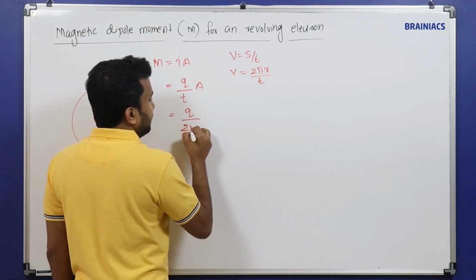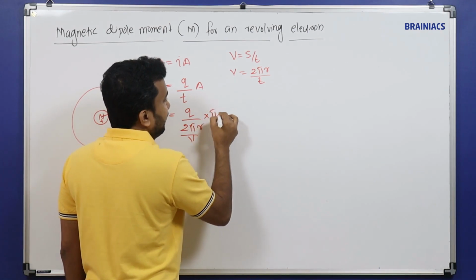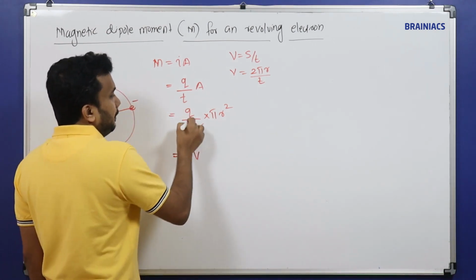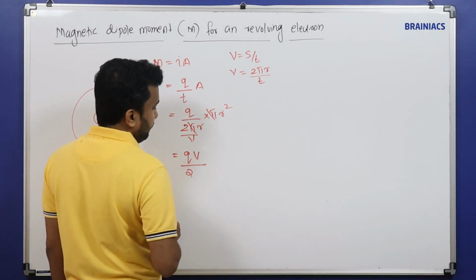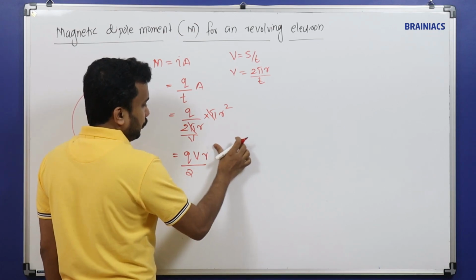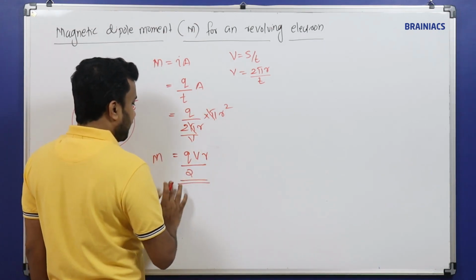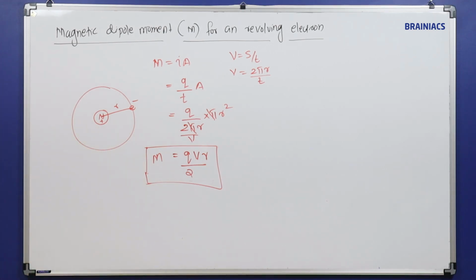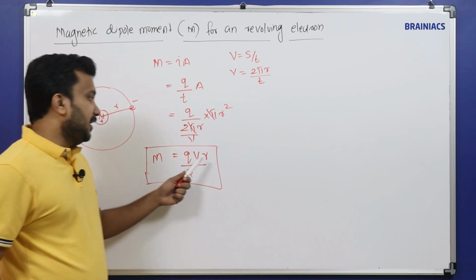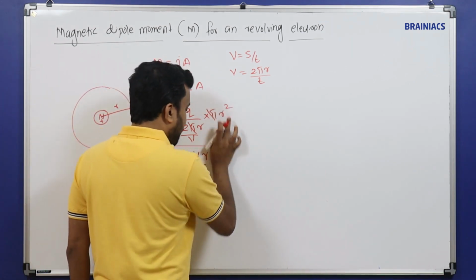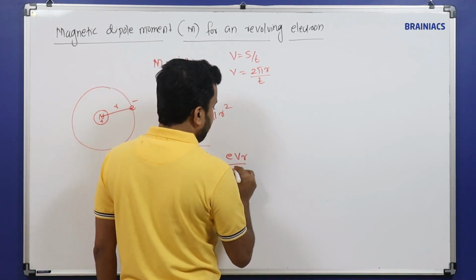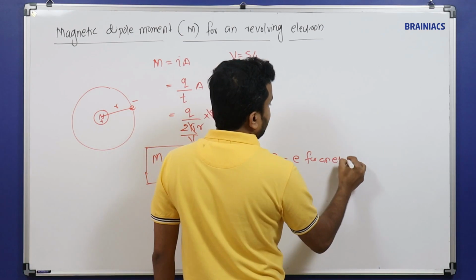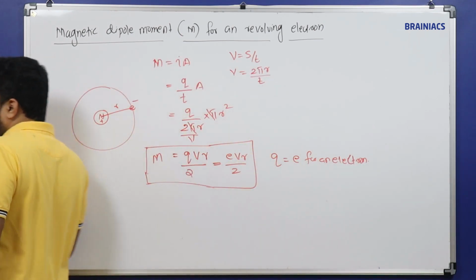So we substitute: it is q v divided by 2 pi r, into area. The area of this circle is pi r square. So Q v, v goes to the numerator, pi gets cancelled, r and r get cancelled, so it becomes 2 and r, that is no r square. So q v r divided by 2 is the magnetic moment of the revolving electron. It depends upon velocity, radius and charge. Sometimes this can also be written as e v r by 2, nothing but Q is equal to e for an electron. Both are correct.